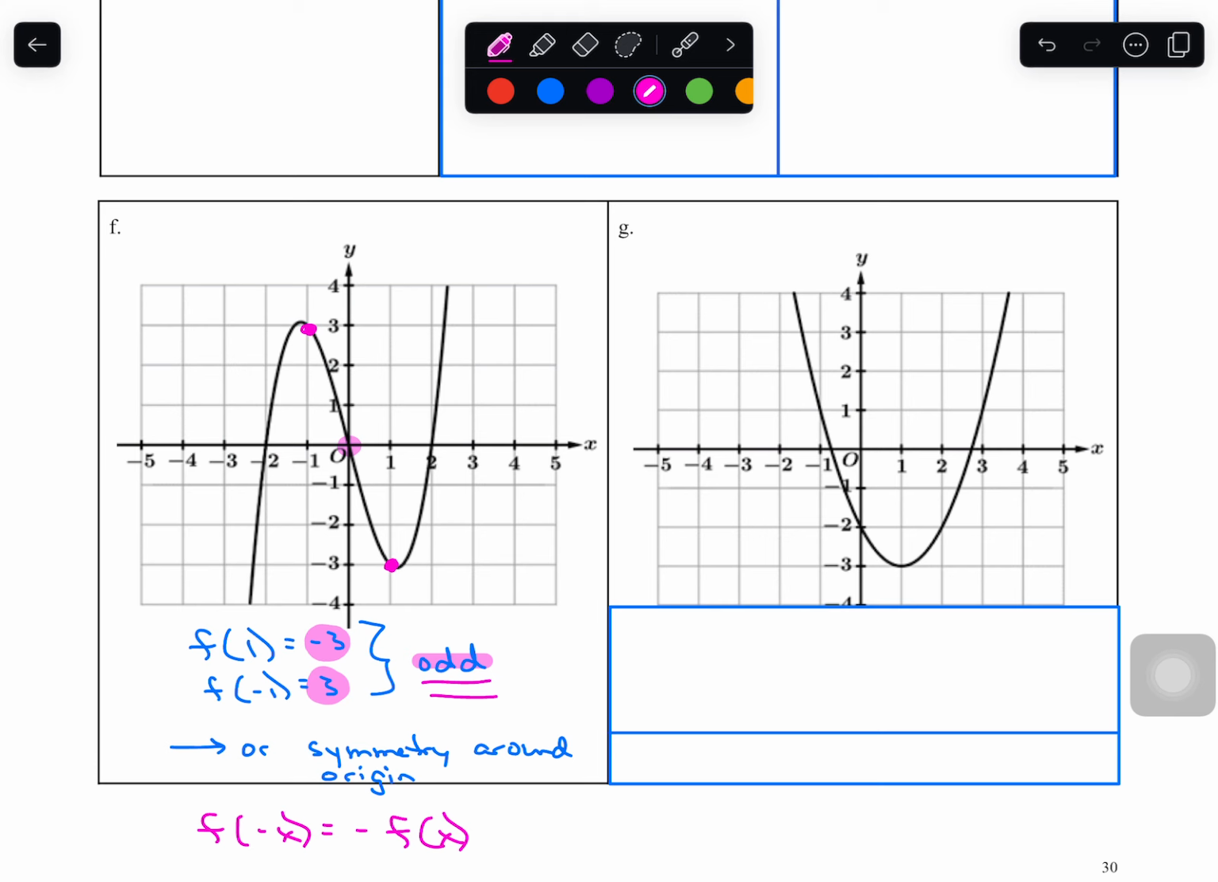Okay? Go ahead and pause the video again and try G. Again, if you're wrong, that's okay. Once you press play, you'll hopefully figure out where you made your mistakes and correct them. Okay? So go ahead, press pause, and give it a shot.